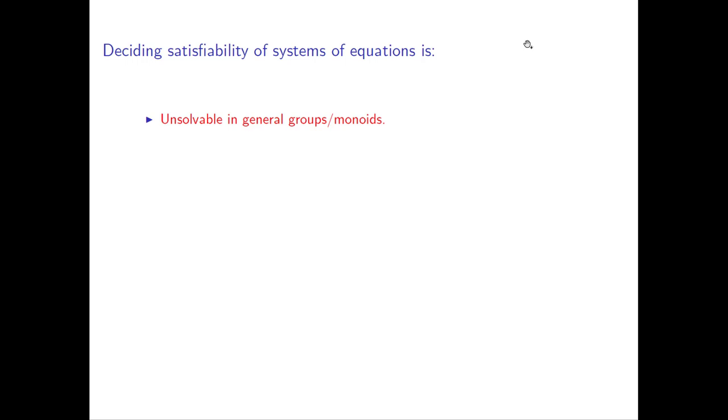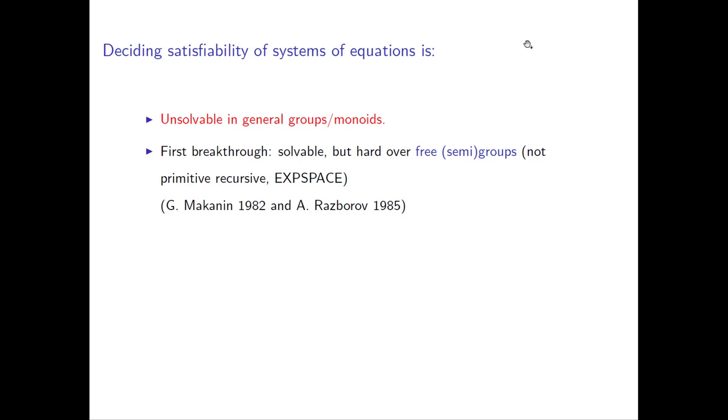Already in most important groups, you cannot solve systems of equations. There's a lot of interesting things to be said there, but that's because you can encode the Diophantine equations, or equations over the integers, into Heisenberg groups. Now, the first breakthrough, the first positive results, were about free groups and free semigroups, really. This was late 70s, early 80s.